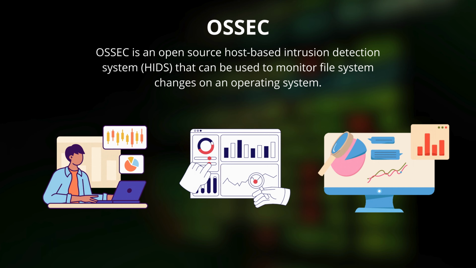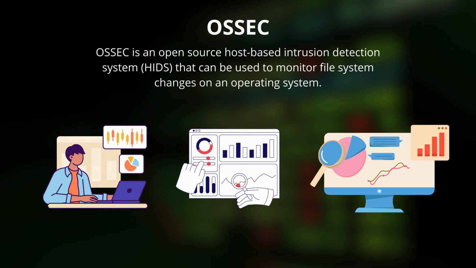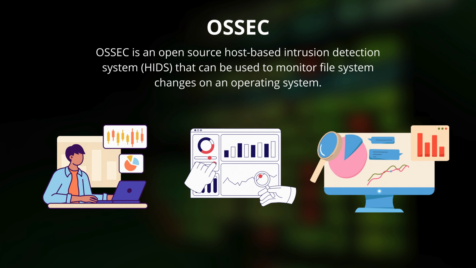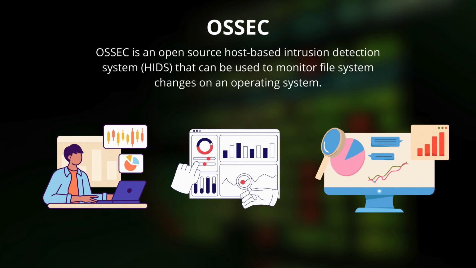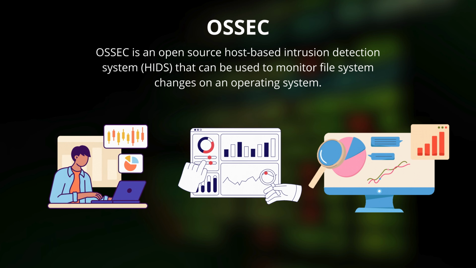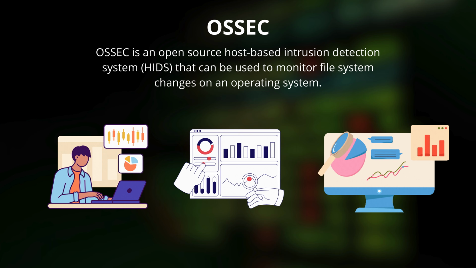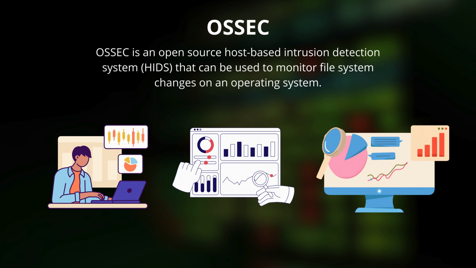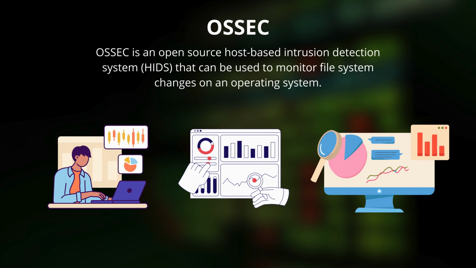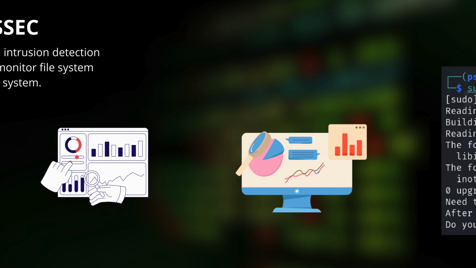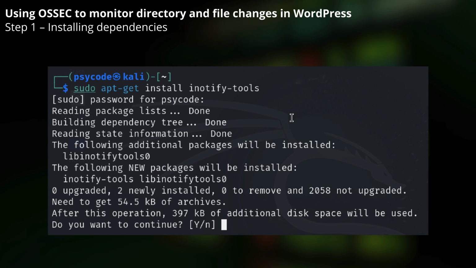Let's get started. Ossec is an open-source host-based intrusion detection system, HIDS, that can be used to monitor file system changes on an operating system. Ossec is a manager-agent HIDS, where the manager and agent can be installed on the same server or on different servers. In this video, we'll use the former approach, with all the components on the same server that WordPress is installed on. Ossec is capable of real-time alerting, but that doesn't work out of the box.